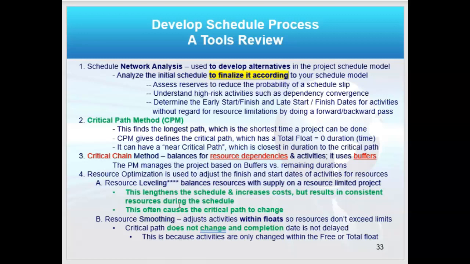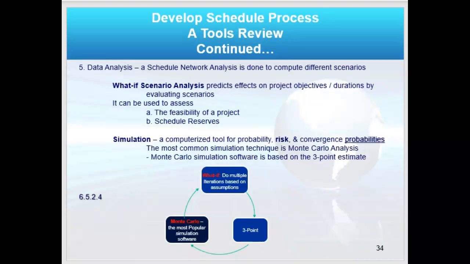Now, resource smoothing is actually going to adjust activities within the activity float. Some activities have float, a little extra time built in. It's not padding, it's waiting on another process because of, say, path convergence. And so in resource smoothing, the critical path doesn't change. In resource leveling, it often leads to a change in critical path. Great test question.